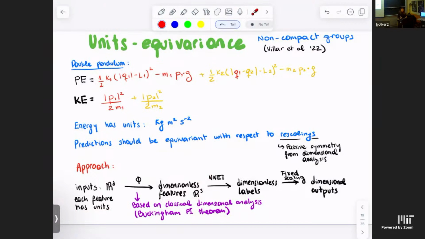This is based on classical dimensional analysis, like the Buckingham Pi theorem, that tells you that any function that is units equivariant can be written as a function of the dimensionless features that gives you a dimensionless output. And then there's a fixed scaling that gives you the dimensional output with the units consistent to the things that you want to learn.